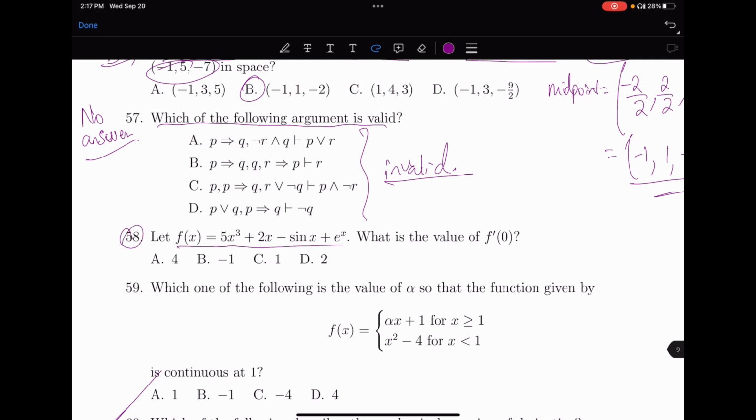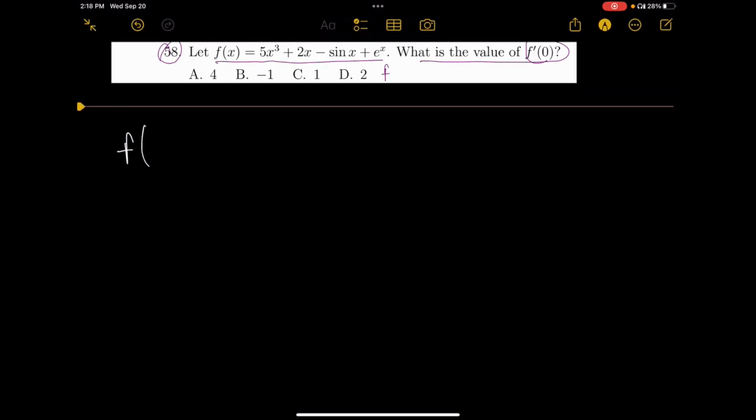Question 58: let f of x be equal to this function, then what is the value of f derivative of 0? Okay, so what is the function f of x? F of x is 5x to the power of 3 plus 2x minus sin x plus e to the power of x. Okay, so what is f derivative of x?